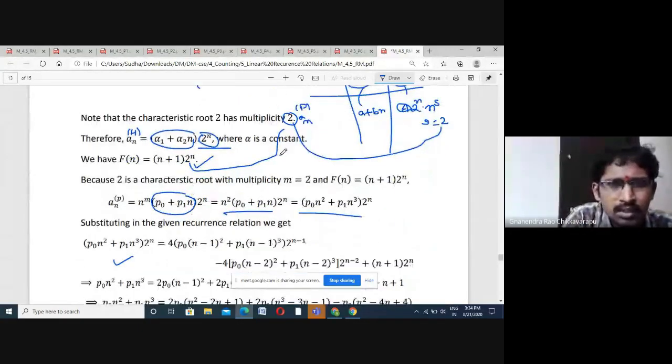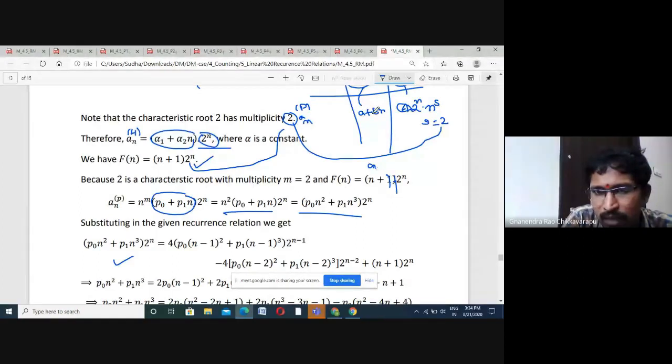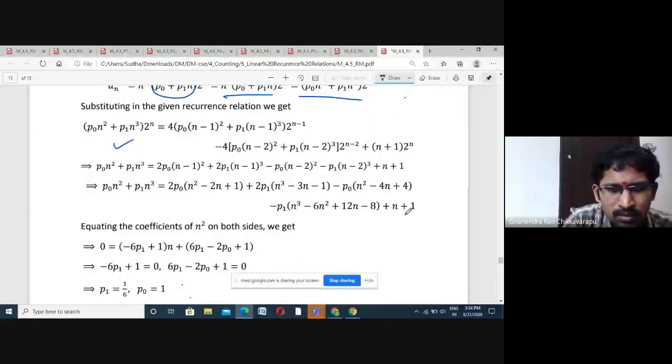Here, because these two are in product, I have considered their product. Suppose these two are in sum, then what do I need to do? Suppose f(n) is equal to n plus 1 plus 2 power n. If that is the case, what do I need to consider? a_n^p is equal to (a plus bn) plus A into 2 power n into n power s. That is the process.